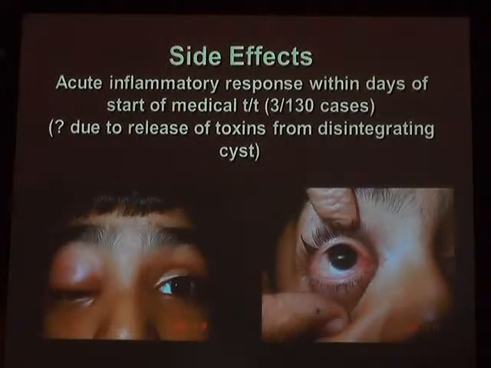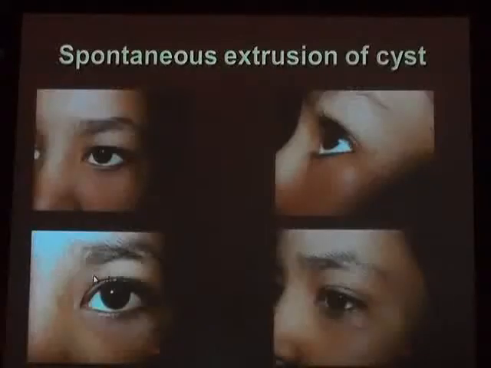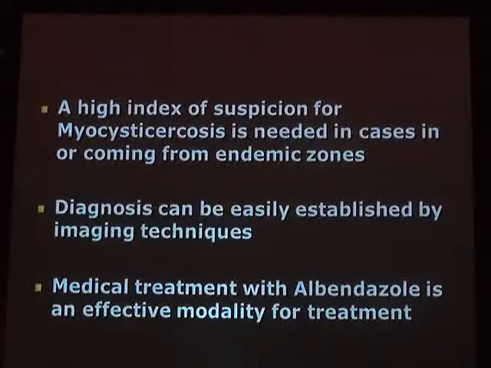Acute inflammatory response within days of start of the medical treatment is often seen, but probably in just about 2 to 3% of cases, inflammation like this, which responds well to the use of steroids. Rarely, extrusion of cysts also takes place. So it is important to have a high index of suspicion for myocysticercosis in patients who are in the endemic zone. Diagnose it on the basis of the clinical features, carry out imaging, and the response to medical therapy is excellent.